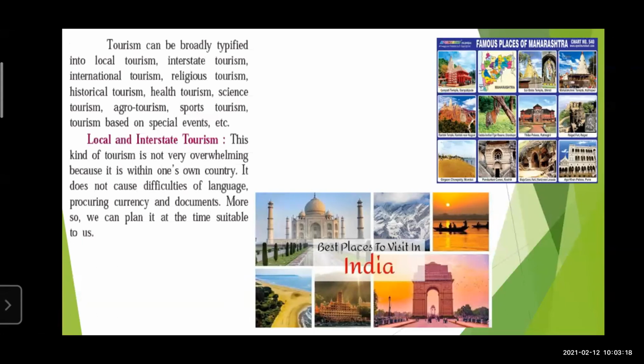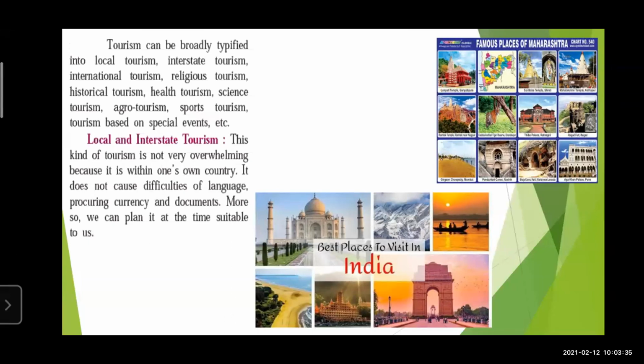Procuring means to obtain currency. Currency is the same, okay, as it's in our country only. And documents are also the normal documents, like the PAN card or other card that is required when you travel. More so, we can plan it at a time suitable to us.